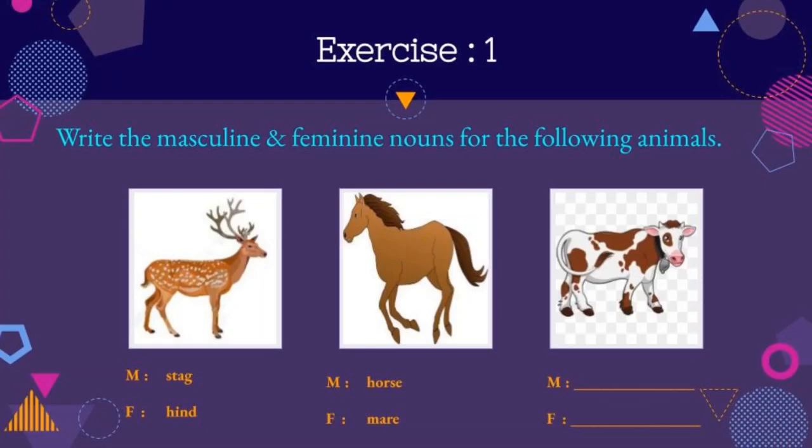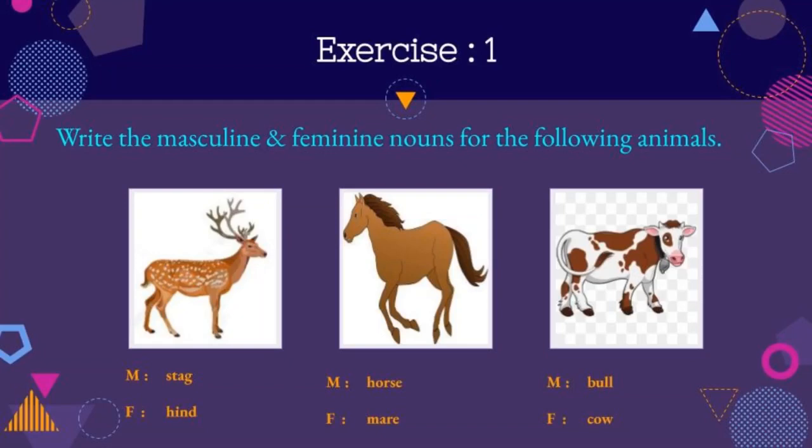Already you know very well that the masculine name of cow is bull. What is the masculine name of cow? It is bull. B-U-L-L, bull. And then what about the feminine noun? Yes, you're right. The feminine name of cow is cow. C-O-W, cow. Okay, students, the first exercise is over.